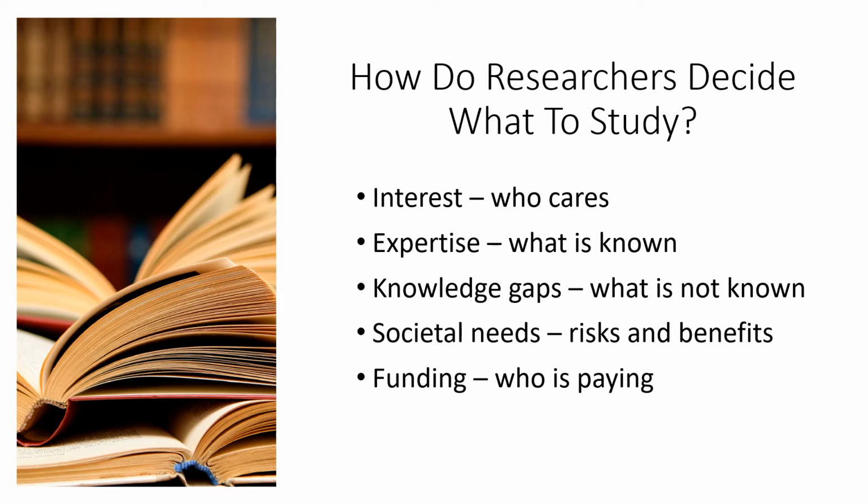So how do researchers decide what to study? Well, some of the things that they take into consideration are what kind of interest there is. Who cares about the information, and how might this then advance information that we have in the field? You want to take your expertise into consideration. So what kinds of things do you already know? How can you then use that expertise to explore something that may have been unexplored? We also want to take a look and find out if there are knowledge gaps, meaning what is not known in the research world around a particular topic, population, condition, those types of things.